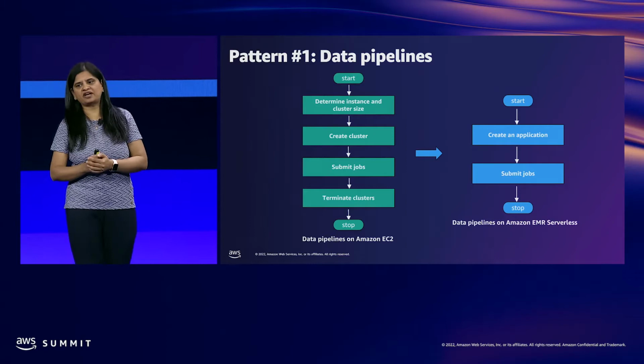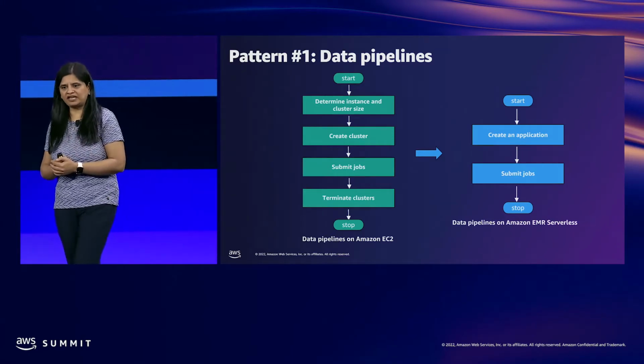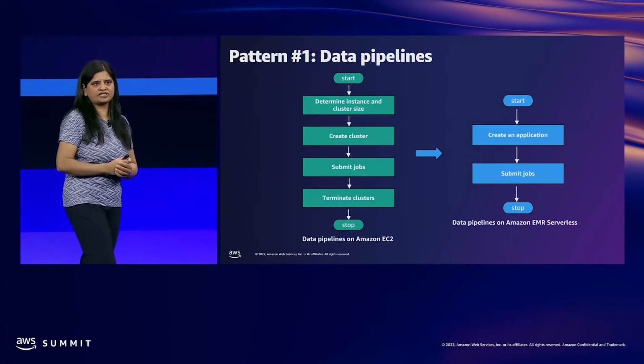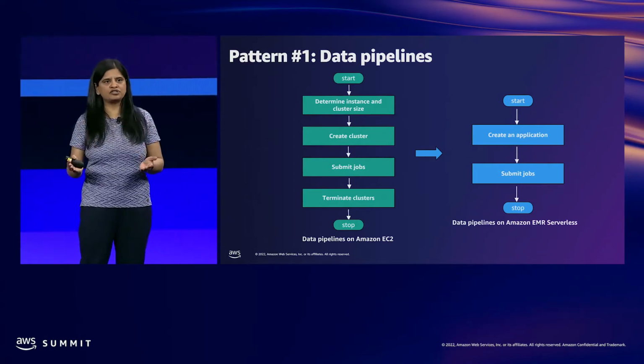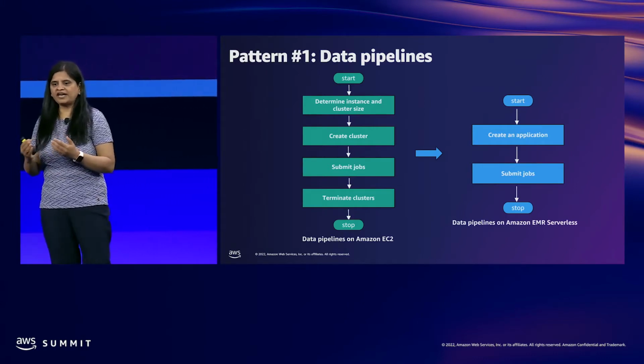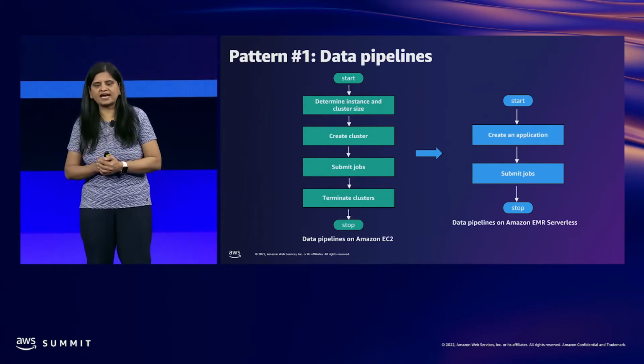this pipeline is run. For example, if you look at the pipeline on the left-hand side, that is the pipeline that you run with EMR on EC2 using Airflow or step functions, where you start your DAG or your directed acyclic graph by determining the instance and the cluster size.